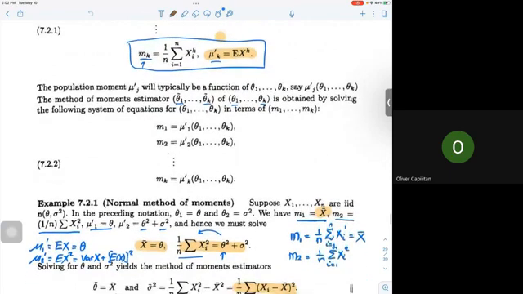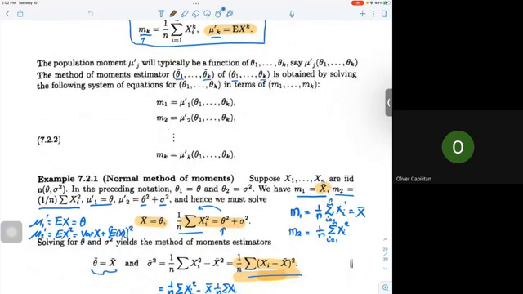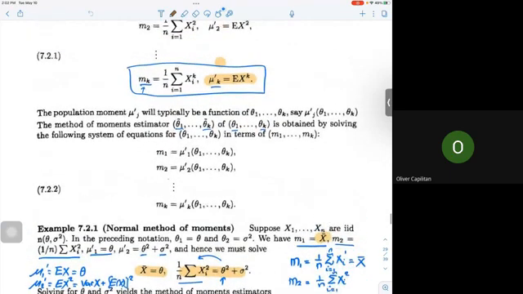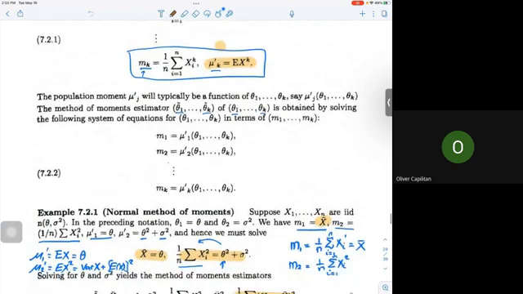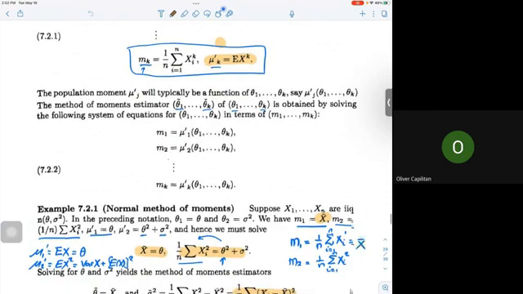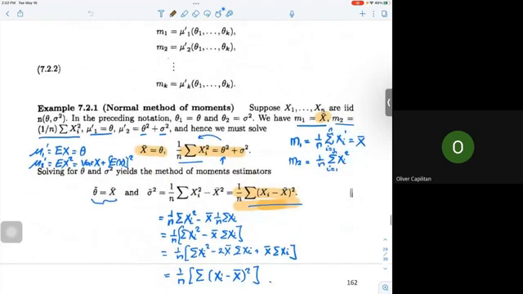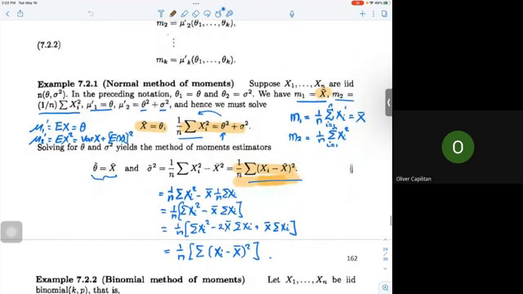And then we're going to equate these k sample moments with the k population moments. So we have there in 7.2.2 an example illustrating this method.